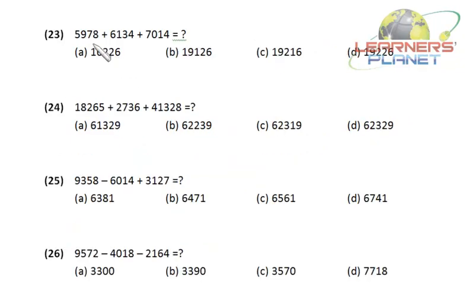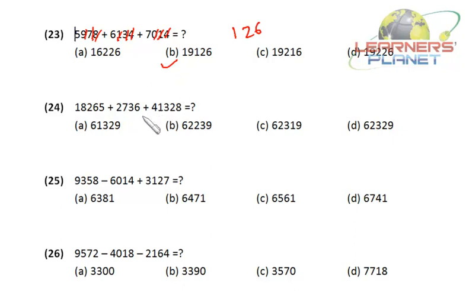Now we have to calculate here 5978 plus 6134 plus 7014. We have already learned how to do horizontal addition and subtraction. So let's begin. 8 plus 4, 12, plus 4, 16. I am having 6 at the units place, then 1 is carried over, then 7 plus 1, 8, and 3, 11, and plus 1, 12. Further I have 1, 9 and 1, 10 and 1, 11, 1 to 6. The last three digits are 126, which is only there in this option, so we need not calculate further. 19126 will be the correct choice.